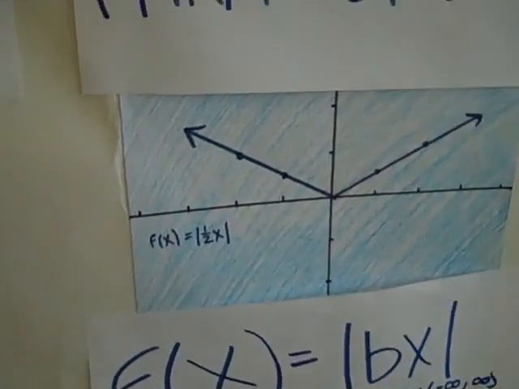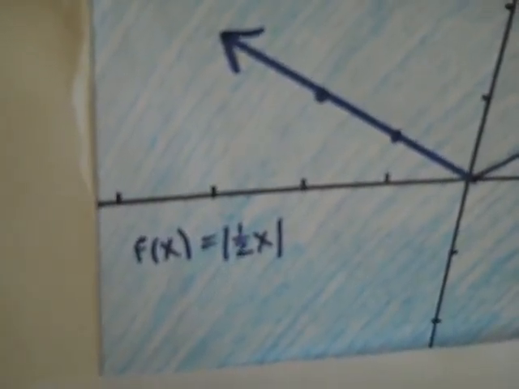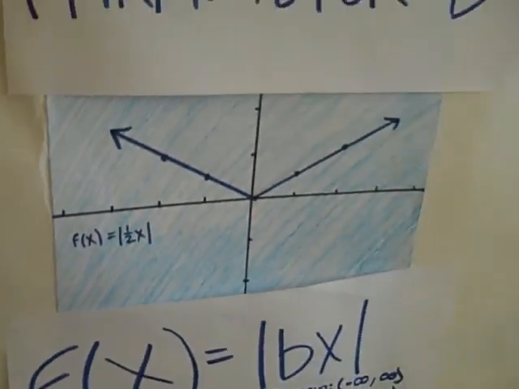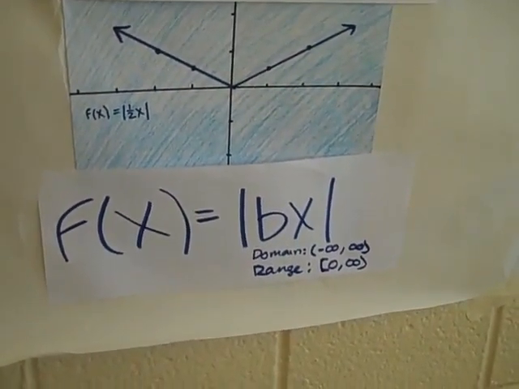This particular equation is f of x equals the absolute value of 1/2 x, and that means it stretches and becomes wider.